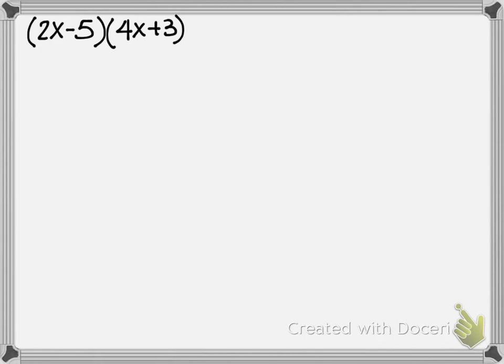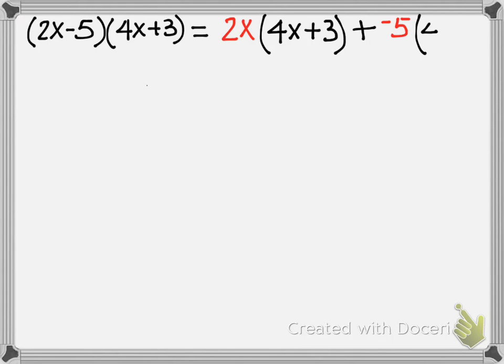Now to start, we're going to take the first term from the first binomial, which is 2x, times everything in the second binomial. So we will have 2x times the expression 4x plus 3. So we do the same thing for the second term from the first binomial. So we're going to have plus, ladies and gentlemen, and it's going to be negative 5 times the expression 4x plus 3. Now, we do know how to multiply a binomial by a monomial, of course.